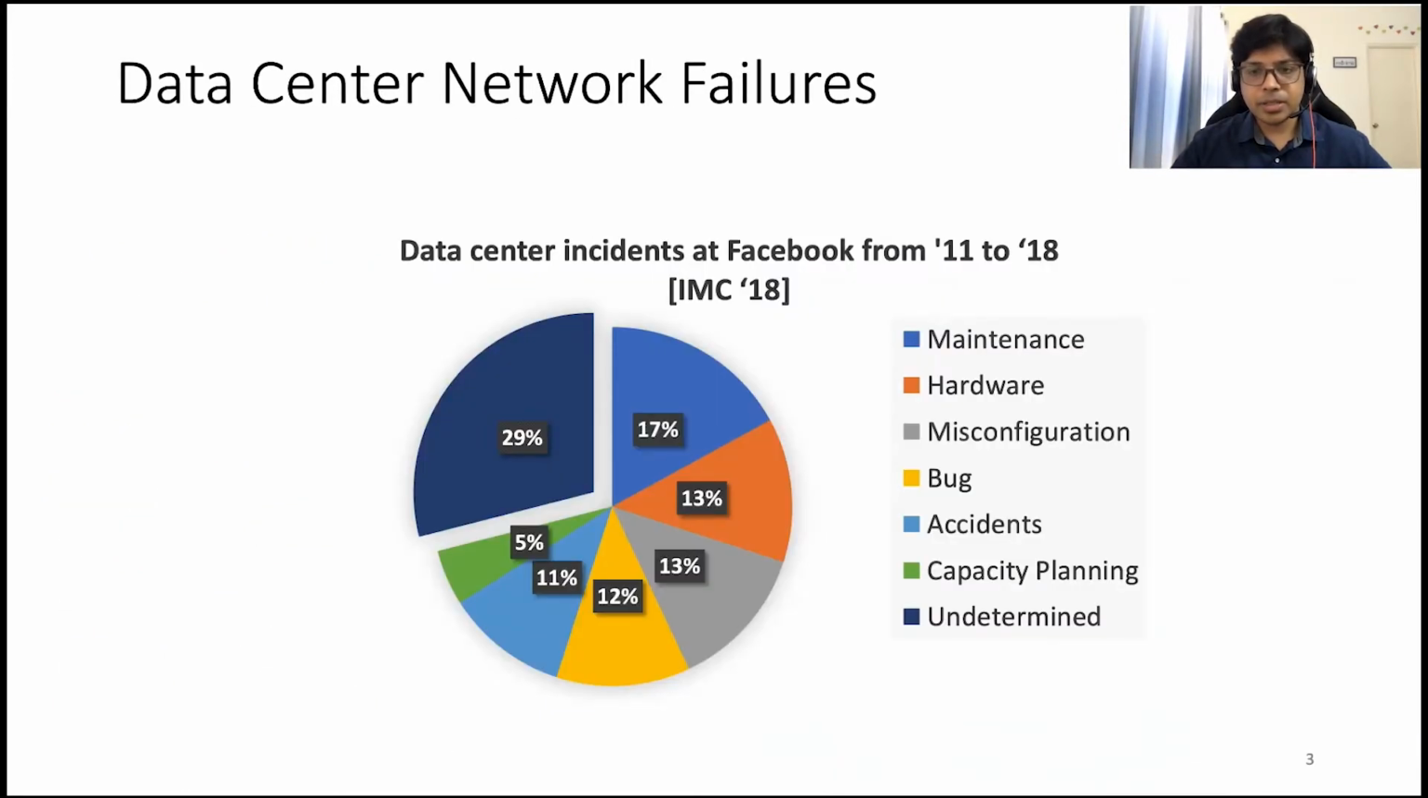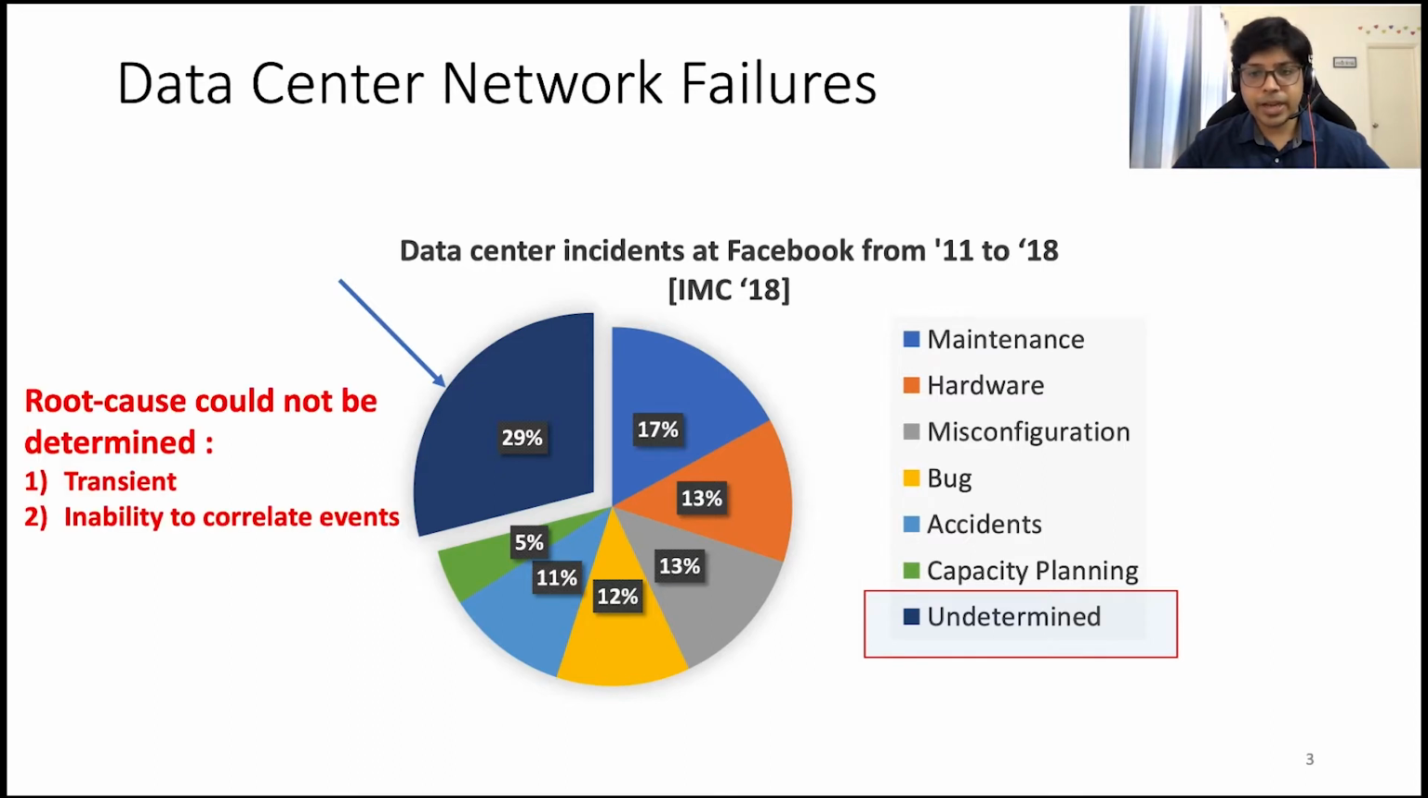Data center operators have noted that most of the outages are caused by network failures, and among the network failures, a relatively large proportion, that is 29% of these failures, go without establishing the root cause. It was further observed that the failures that could not be root caused were transient in nature, and the debugging information, which is collected at different parts of the network, could not give a complete picture to correlate events leading up to the network fault.